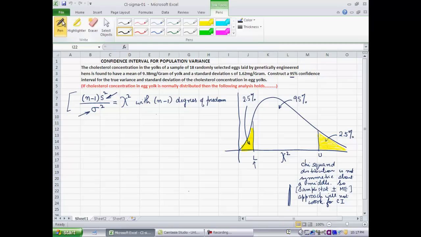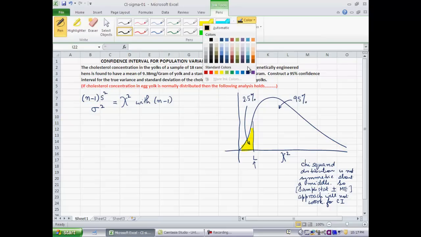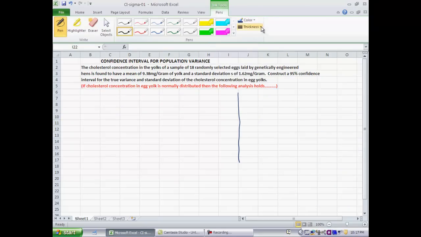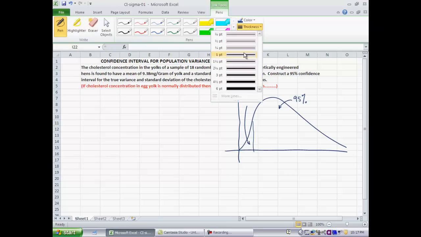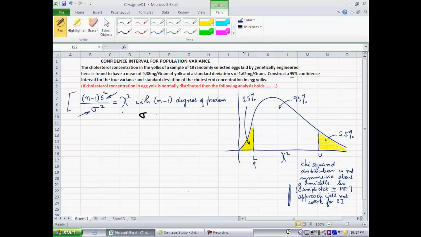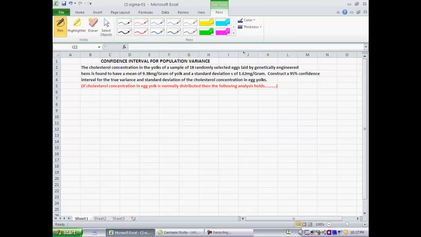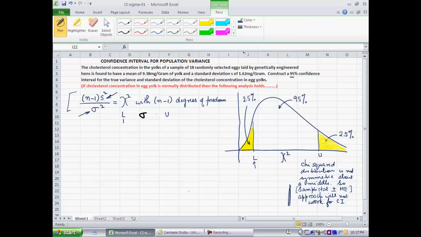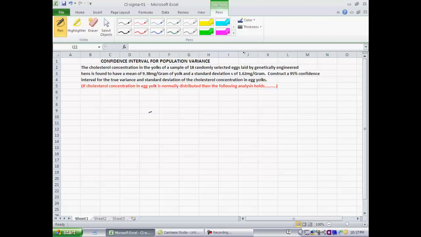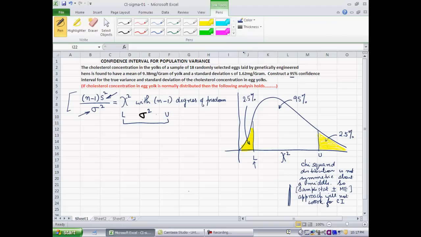So the population of interest here is egg yolks, and the population parameter that I'm trying to estimate is the variance of the cholesterol level in this egg yolk. So what I really want is to get a confidence interval for sigma squared, which is the population variance, and I want to bracket it within a lower limit and an upper limit. So I want an upper limit and a lower limit so that I'm 95% sure that sigma squared lies between these two. That's the usual logic for a confidence interval.